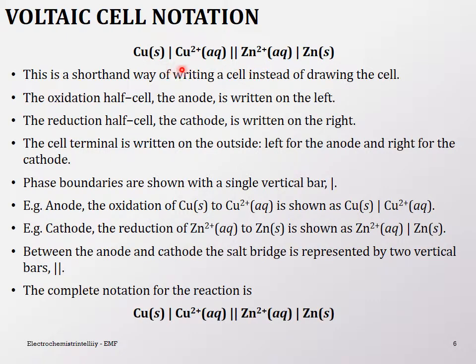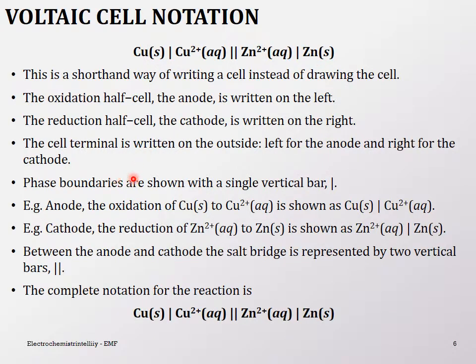The oxidation half cell, the anode, is always written on the left-hand side. This is actually very long drawn out, but it's a very simple thing. So the anode is on the left, the cathode is on the right-hand side. The cell terminal is written on the outside. The cell terminal is actually just a solid electrode. So the solid electrode for the anode is here, the solid electrode for the cathode is over here on the right-hand side. So left for the anode, right for the cathode.